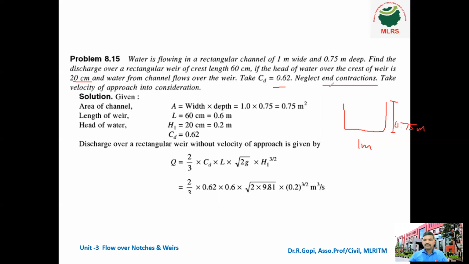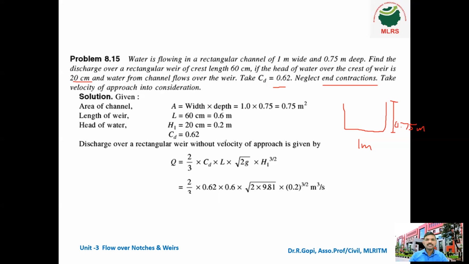Okay, the channel width is equal to the weir width. Previously we saw some pictures in which the channel width is more, but the notch and weir width is small. So neglect end contraction: there is no end contraction, meaning the channel width is equal to the weir width. Both are the same. So take velocity of approach into consideration.